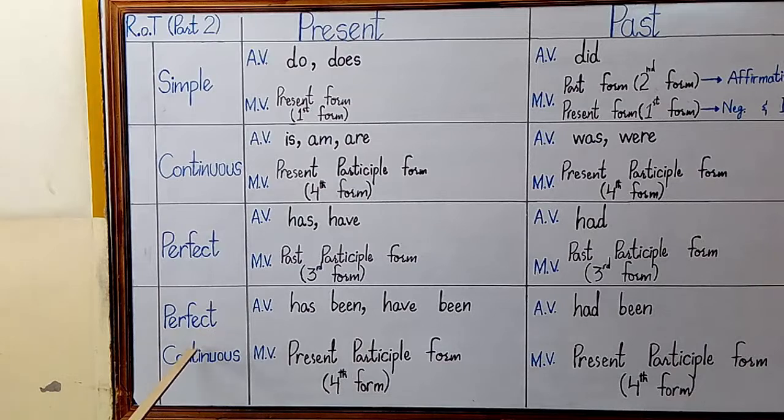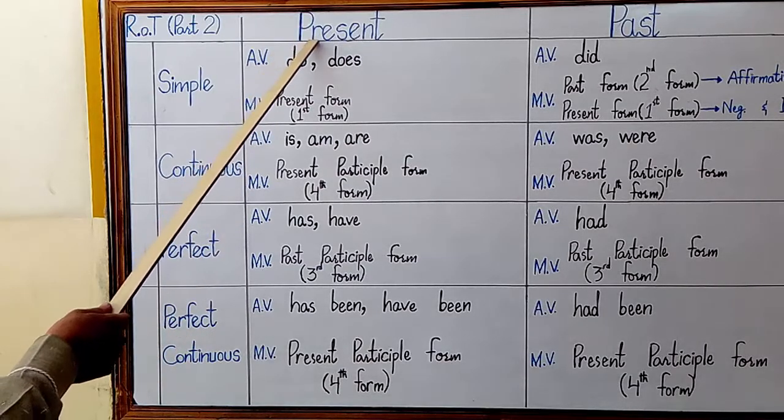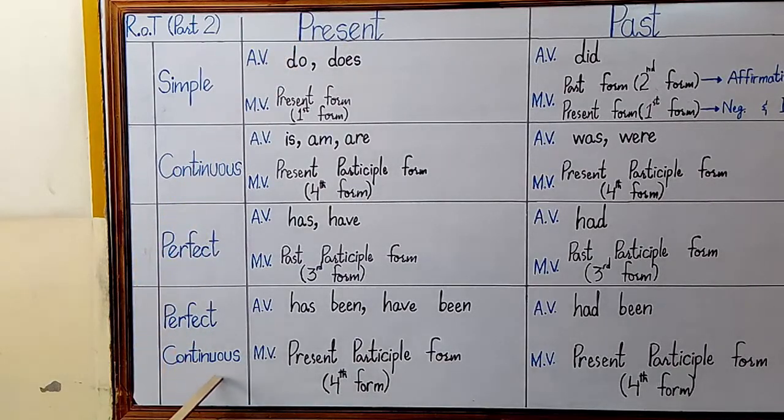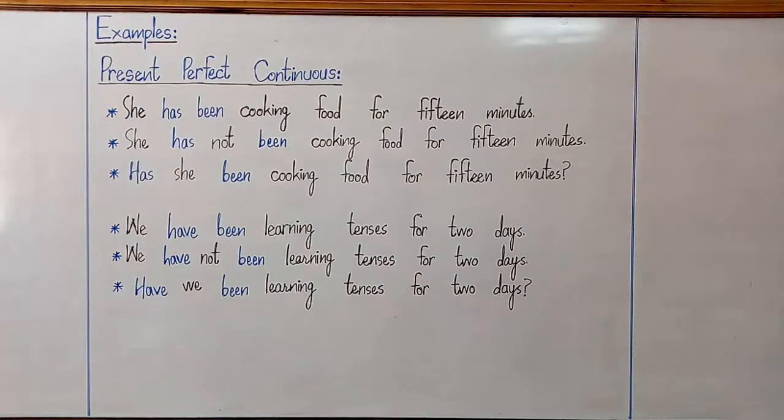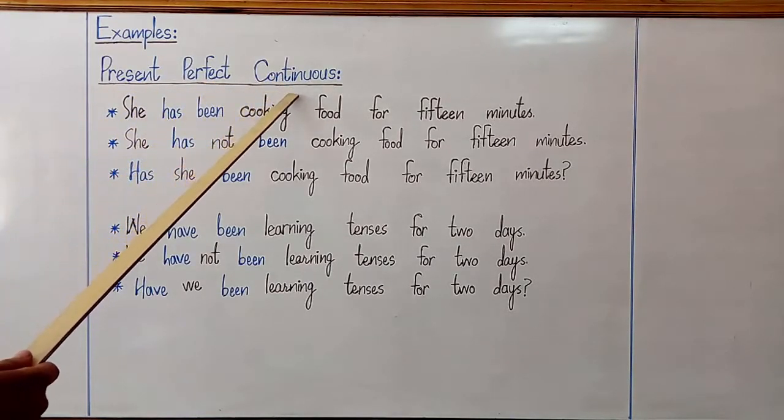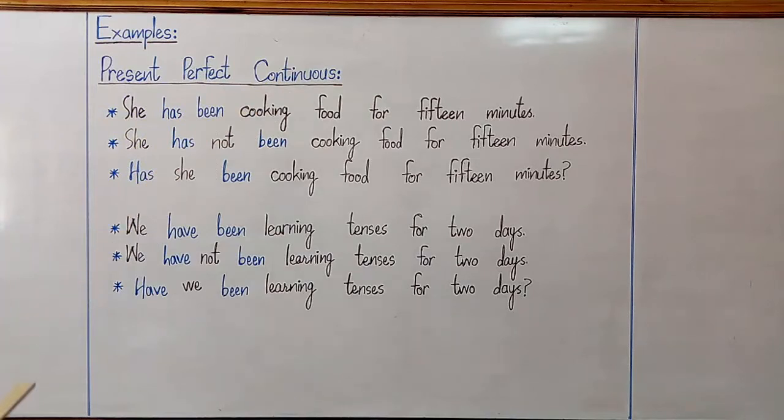In present perfect continuous, which means present perfect continuous sentence, we use has been and have been as auxiliary verbs, and we use present participle form, which means fourth form of main verb. Here we have examples for present perfect continuous. The usage of has been and have been as auxiliary verbs, and the usage of present participle form, which means fourth form of main verb.